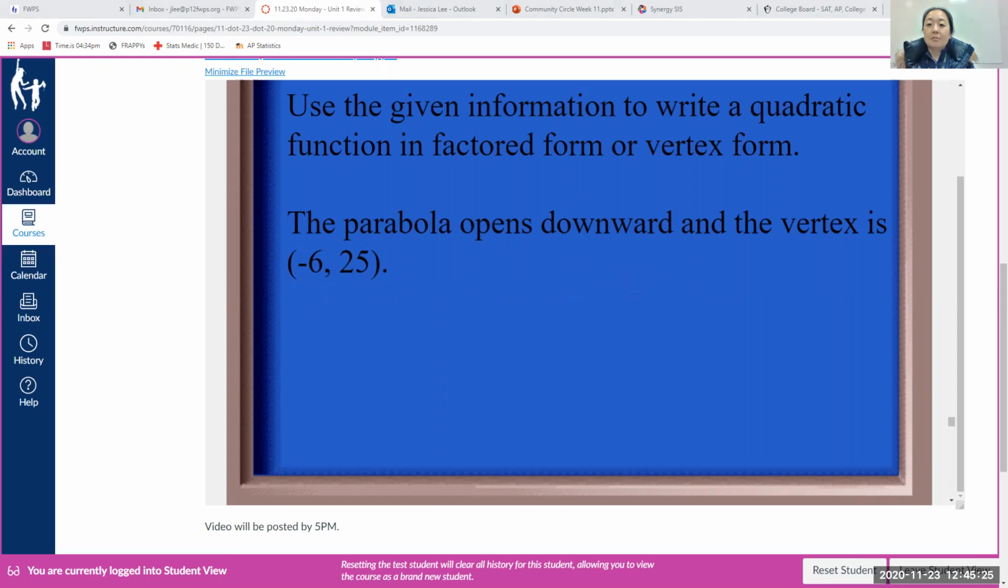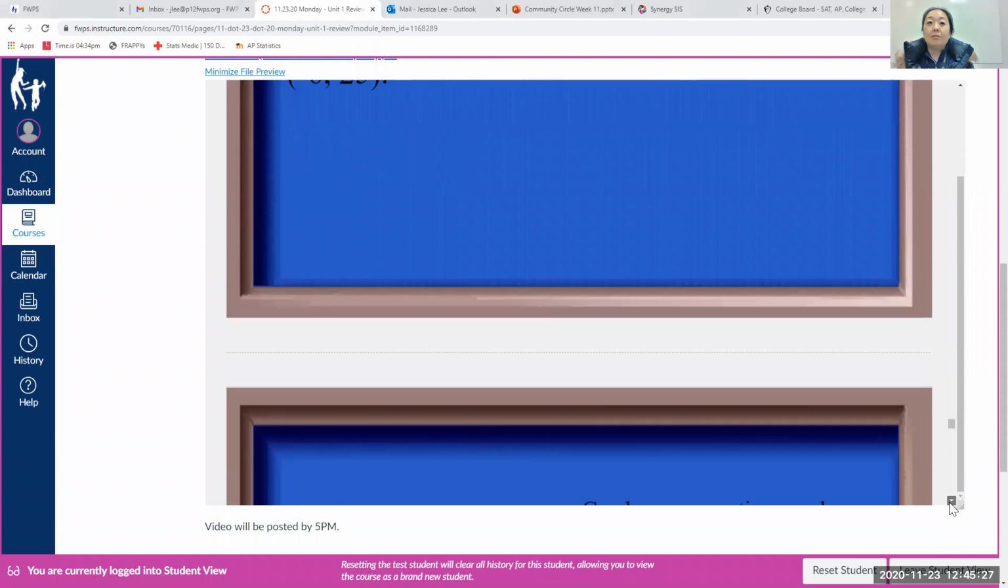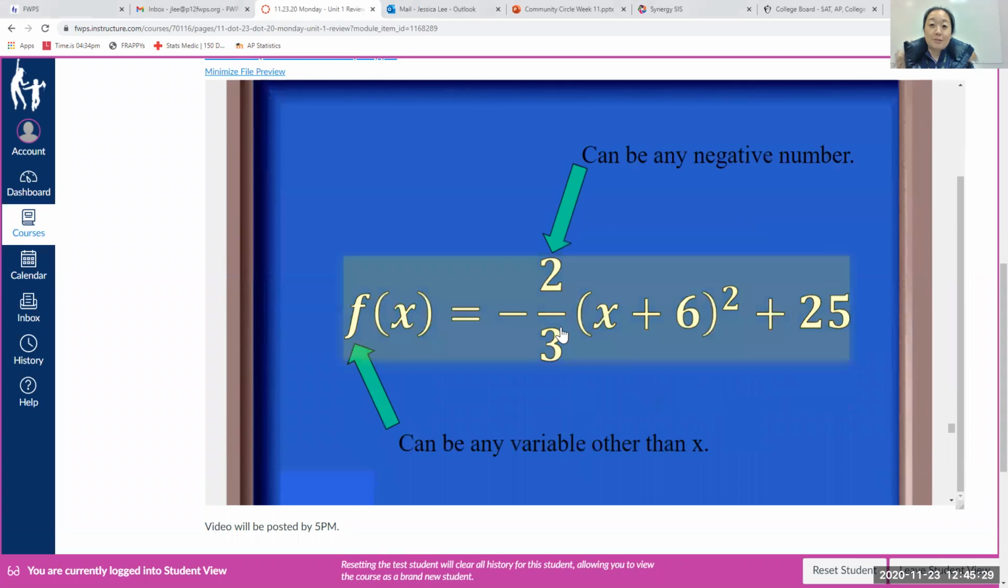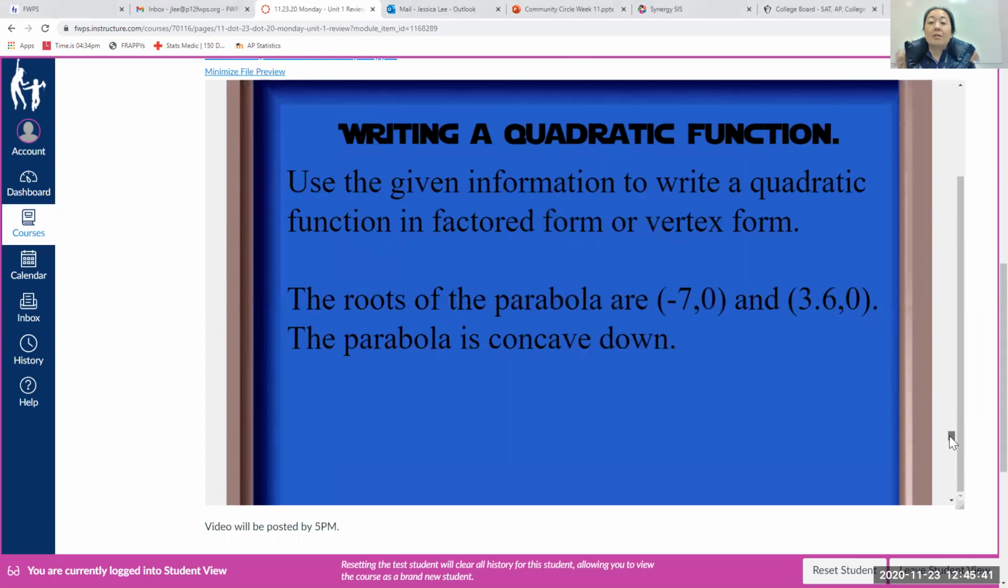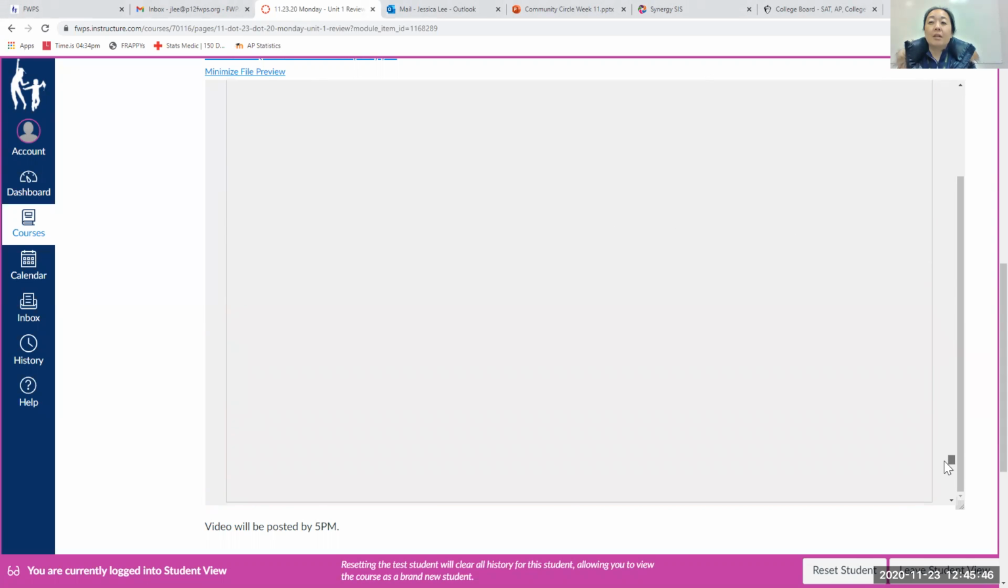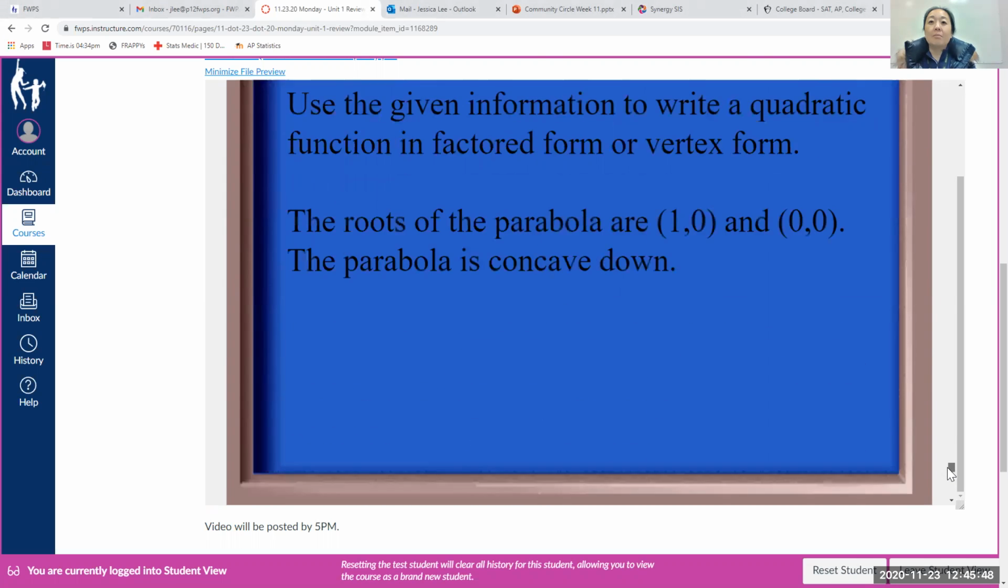Okay, now, if you notice right here, do you see how I wrote in 2/3? You could totally do that, as long as it's a negative number, it's fine, right? And then notice right here, it is a +6 and then plus 25. Okay, and then let's see here. Yep, more practice for you. And I think we get to all of them.